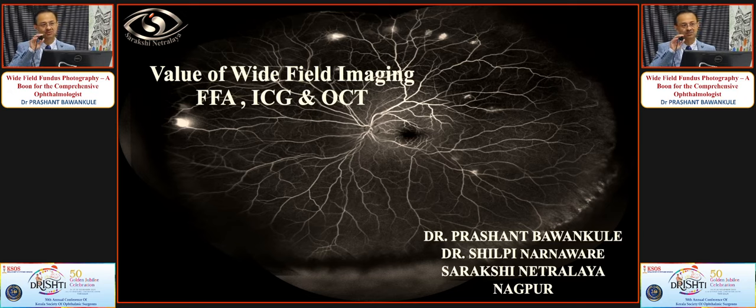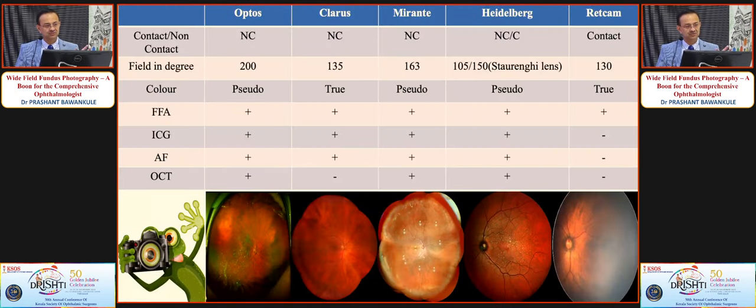I would be speaking upon the value of wide field imaging, how it can change our diagnosis and all. So these are the various options which are available in market today, where you can see the field of degree can vary from 135, 163 degree.